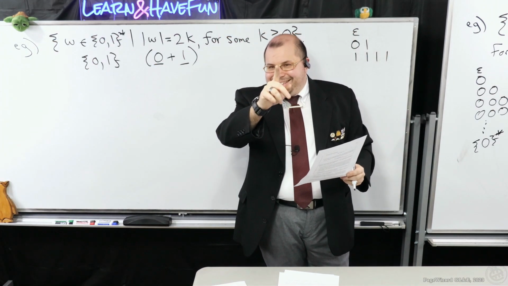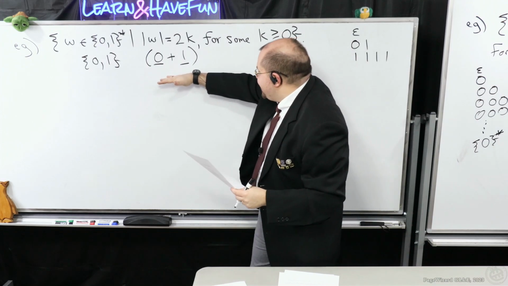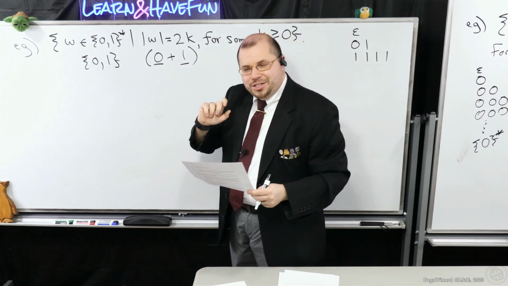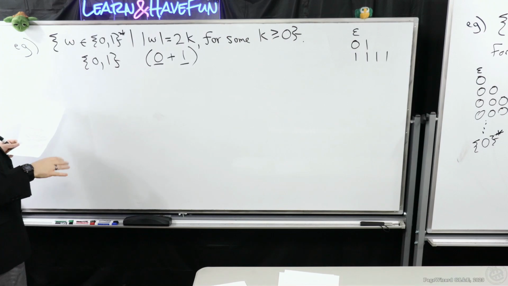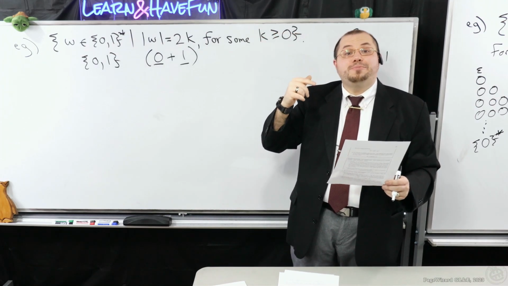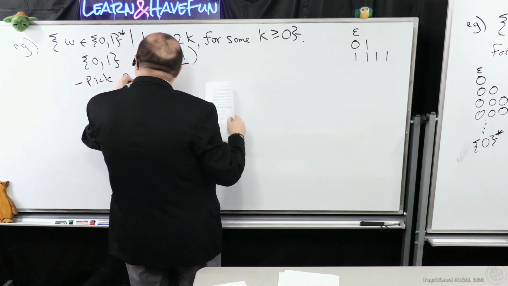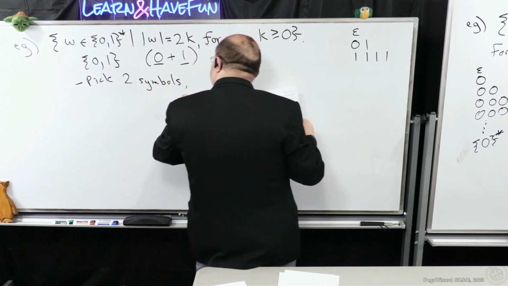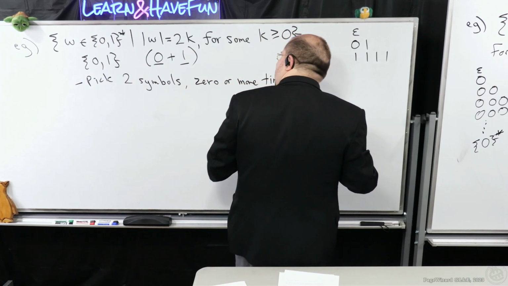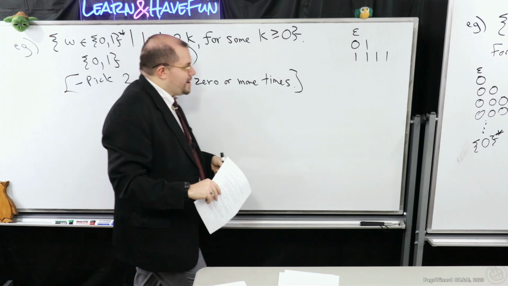Yes, you're really right on the ball. I like this. That's where we're going. Notice that if I have this, that gives me my choice of 0 or 1. But as suggested in the chat, if I want to force it to have an even length, I want to combine this with an idea we've seen previously. I want to be able to pick 2 symbols, and do this 0 or more times. If I can do this, then I can describe this language.